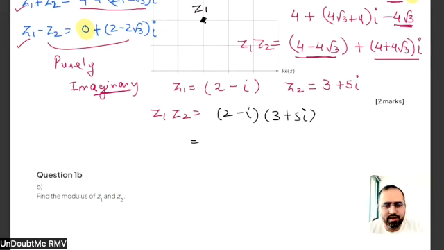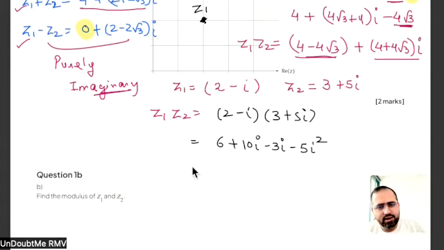6 plus 10i, then minus 3i, minus 5i square, because it is 1 iota times 5 iota. Yeah, so what was wrong in that? You only told me, look. So why were you confused?